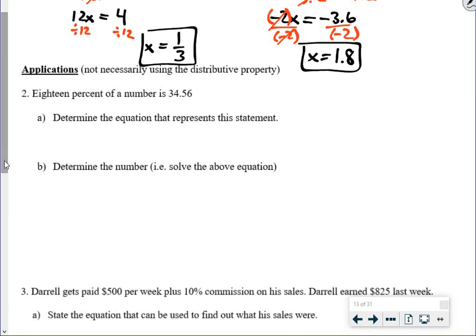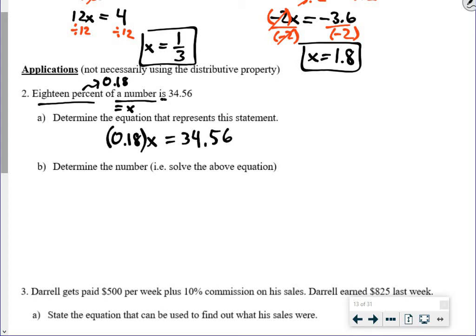Okay, a few applications, not necessarily using the distributive property. So 18% of a number is 34.56. We're going to let a number equal x. If I want to take a percentage of a number, I multiply the number by the percent as a decimal. So 18% as a decimal, we take 18, divide by 100 is 0.18. So 0.18 times x is equal to 34.56.